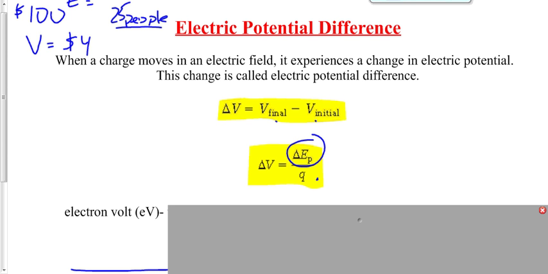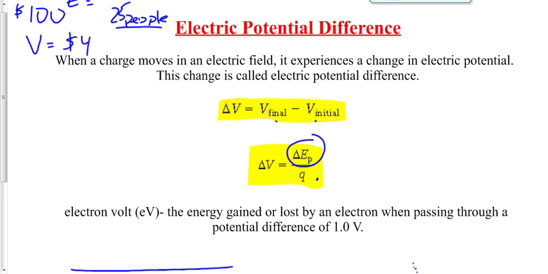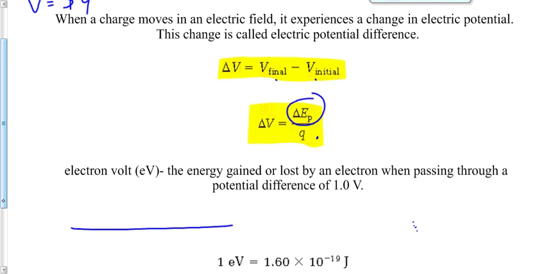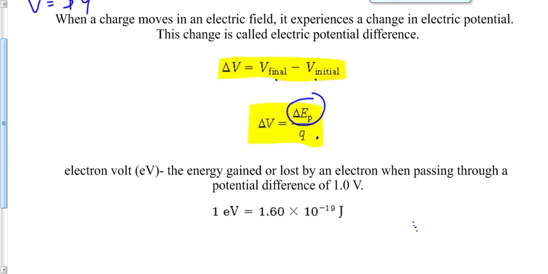Okay, it's sometimes convenient to measure energy in kilowatt hours. Sometimes it's convenient to measure it in joules. Sometimes it's convenient to measure it in electron volts. We define an electron volt as the energy that is gained or lost by an electron when it moves through a potential difference of 1 volt. And 1 electron volt ends up being equal to 1.6 times 10 to the minus 19 joules.